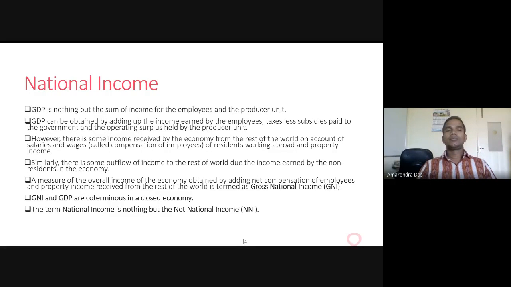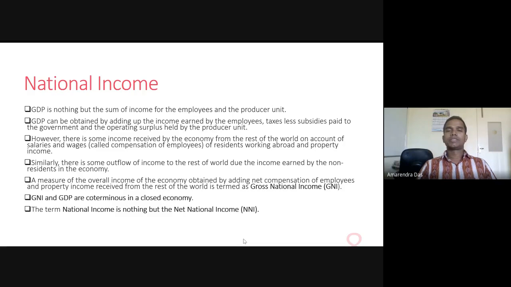Now, coming to the national income, usually, in every discussion we use national income. So, GDP is nothing but the sum of the income of the employees and the producer unit. So GDP also can be measured in different ways. One could be the production method, one could be the income method, and the other could be the expenditure method. Now, GDP is the summation of all the value addition, that is the production method. Similarly, GDP could be the summation of all the income of employees and the producer unit. So that could be GDP using the income method.